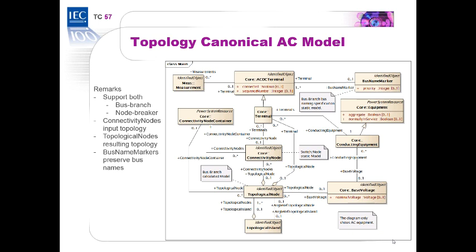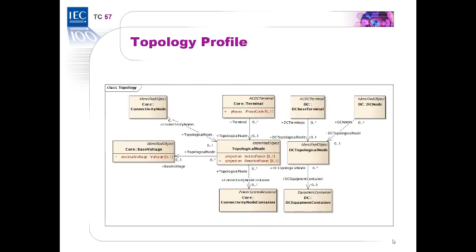So by feeding bus name markers into the node breaker model, we could get persistent naming of the produced buses, which is quite important. The topology profile is a selection of what you saw in the previous diagram, and this is what it looks like. So it's a subset, and you can also see to the right there the corresponding DC model.